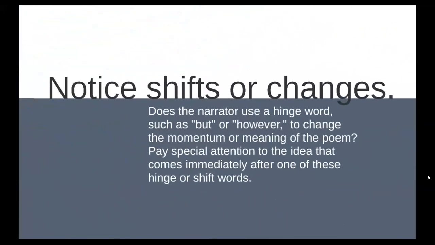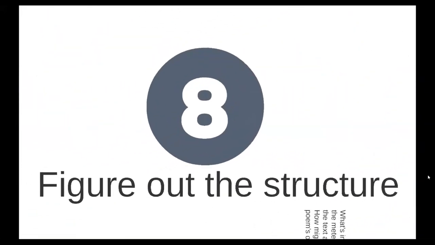Then the seventh step, we're almost there. Remember, there are only nine, is noticing shifts or contradictions or changes. If the narrator is trucking along and then all of a sudden a hinge word like a but or however comes up in the poem, generally about two-thirds into the poem, but nevertheless, then whatever comes after that hinge is probably the point of the poem. So pay attention if you notice any shifts or changes, because that's where the meaning is probably right after that.